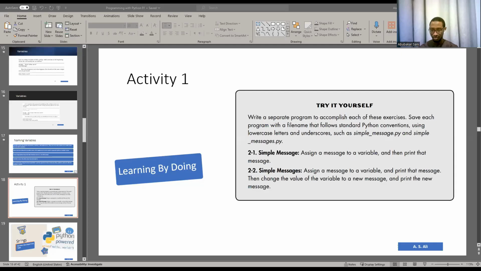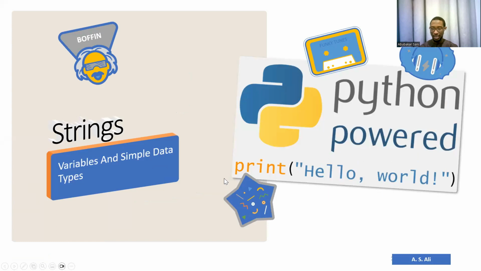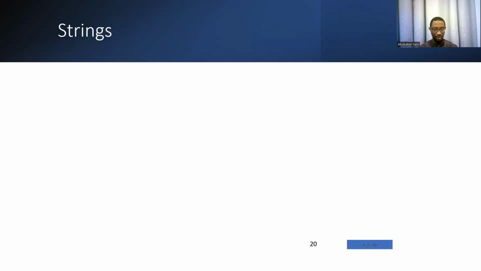Awesome. Okay. So the next thing is going to be on strings. So strings, and this is what we've been working on. Okay. We will look at strings and some simple data types. So strings, what are strings? String is a data type. So we have different types of data.